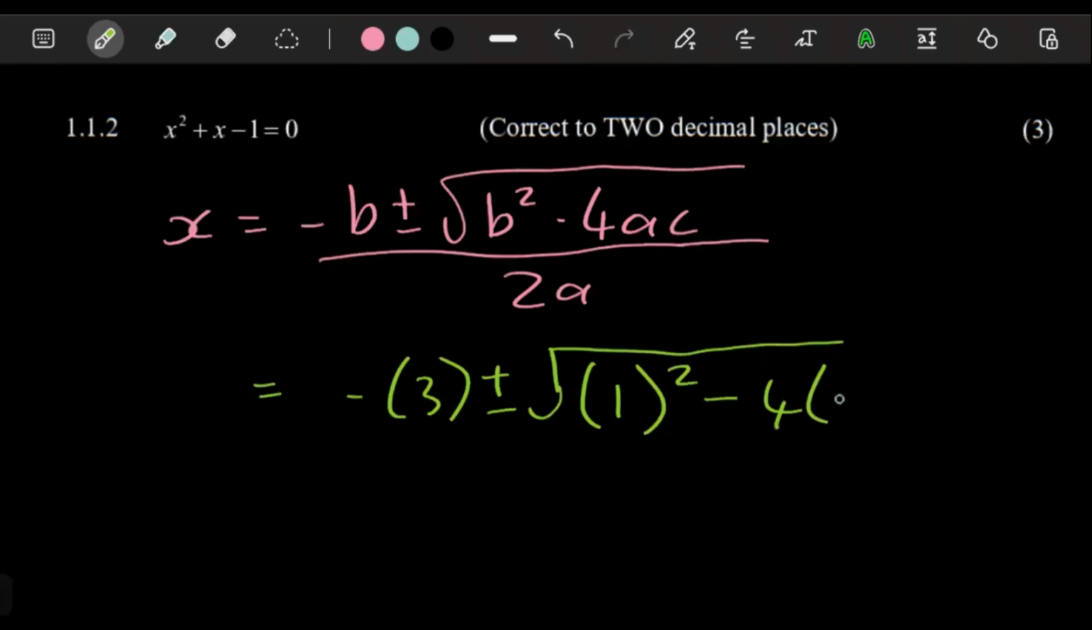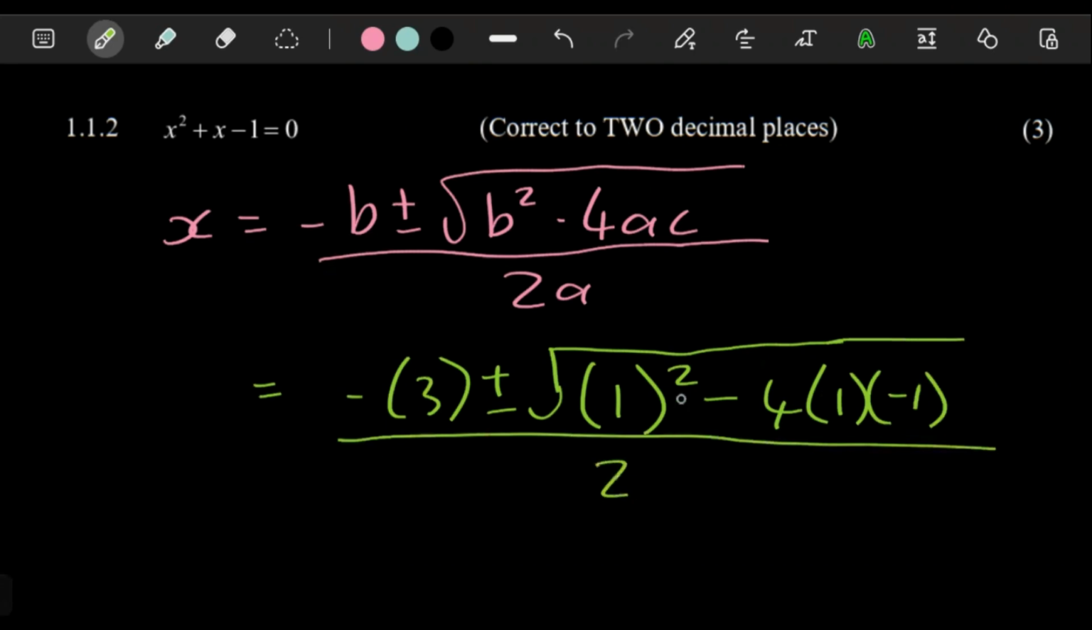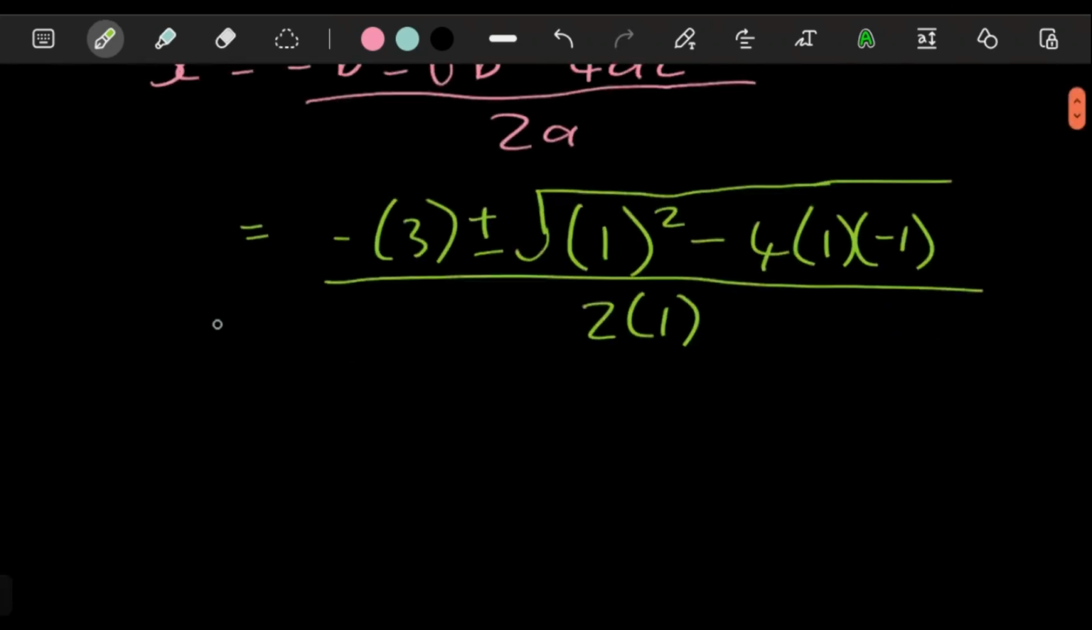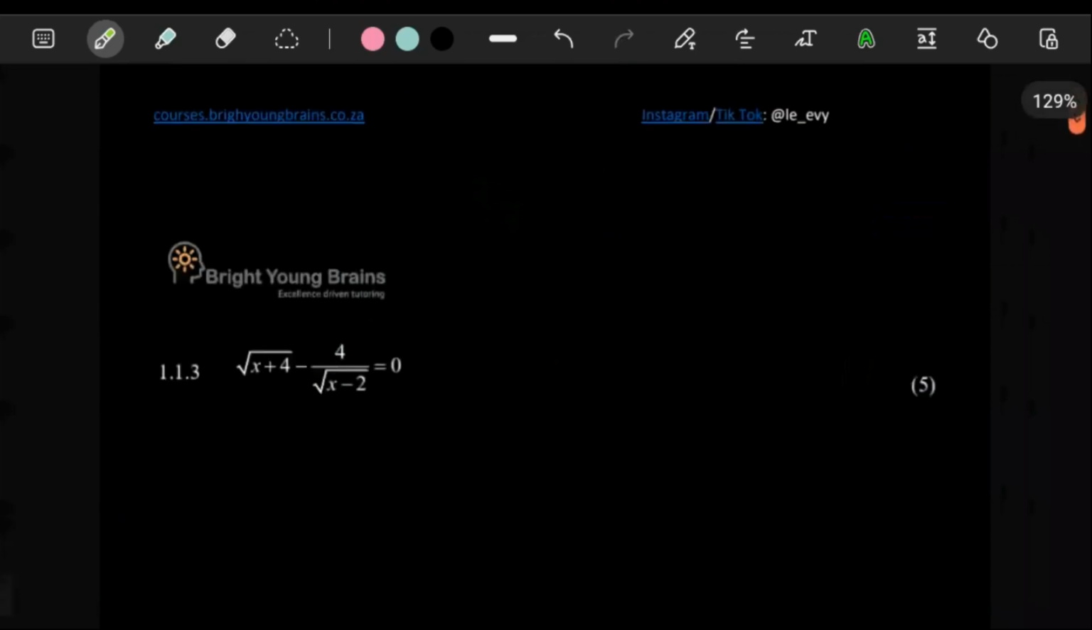So the other thing is, the moment you see that they're telling you to leave your answers with 2 decimal places, 99.99% of the time, or actually 100% of the time in that kind of a situation, you will not necessarily be able to factorize your question, meaning that your answers, you would only be able to get them using your quadratic formula. So in the quadratic formula, our two answers, we're getting x is equal to 0.62 or x is equal to negative 1.62. Perfect. Moving on to bigger and brighter things.